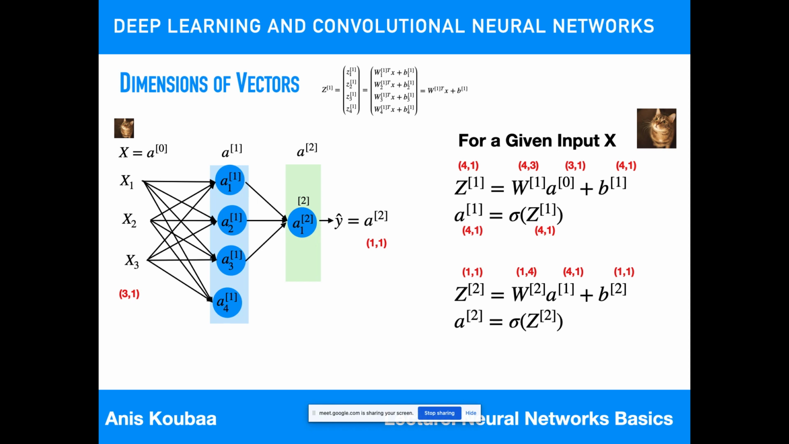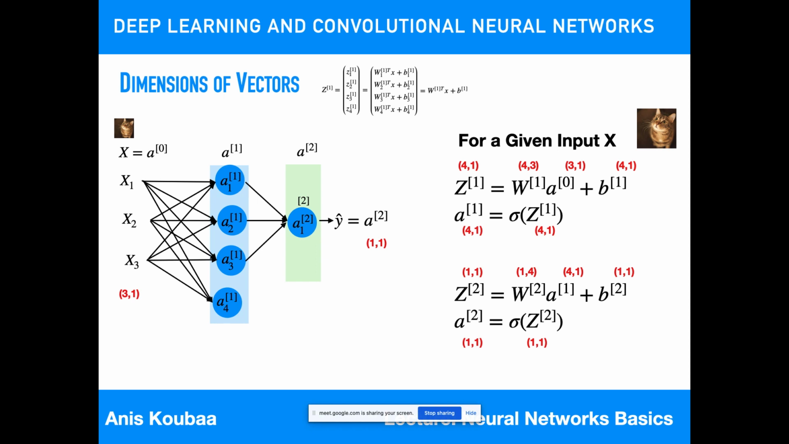And this makes sense, because at the end we are going to have 1 value which is between 0 and 1. Right? Yeah, the prediction. And then A2 will be 1, 1, the same shape as Z2. Okay, so now you can understand the relation between the shapes of the input, the weight matrix and the bias. Any question here?